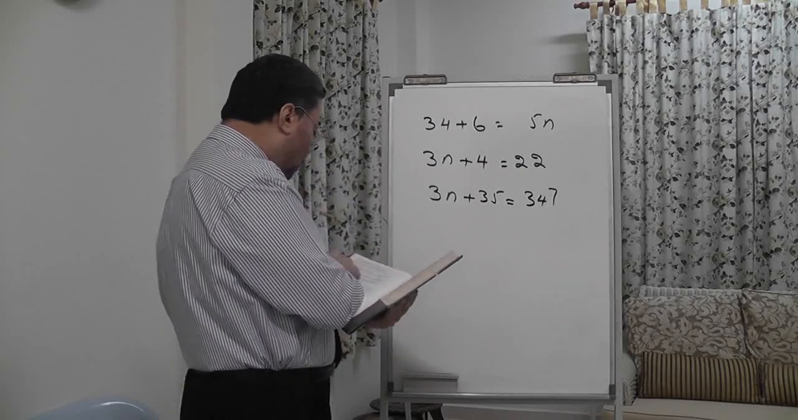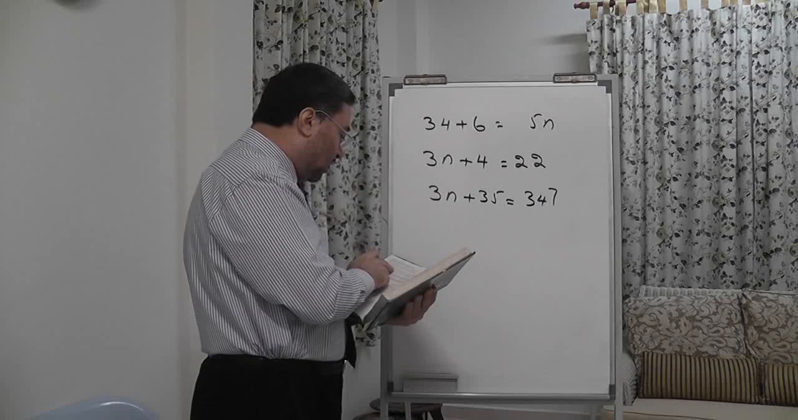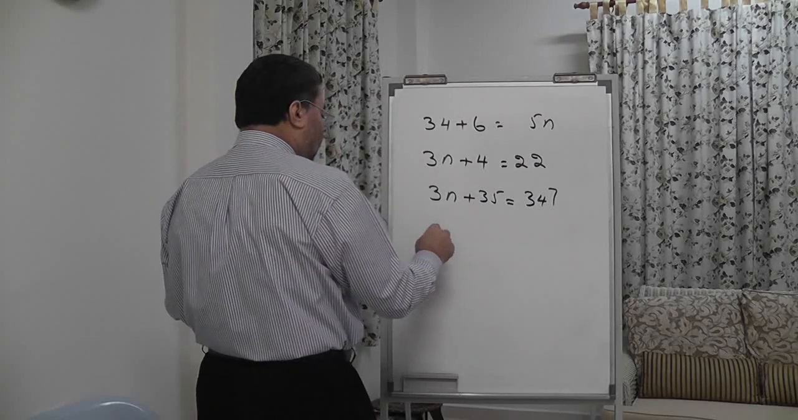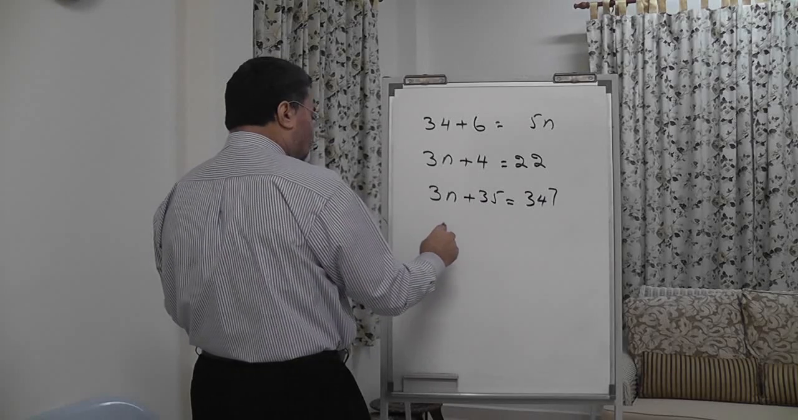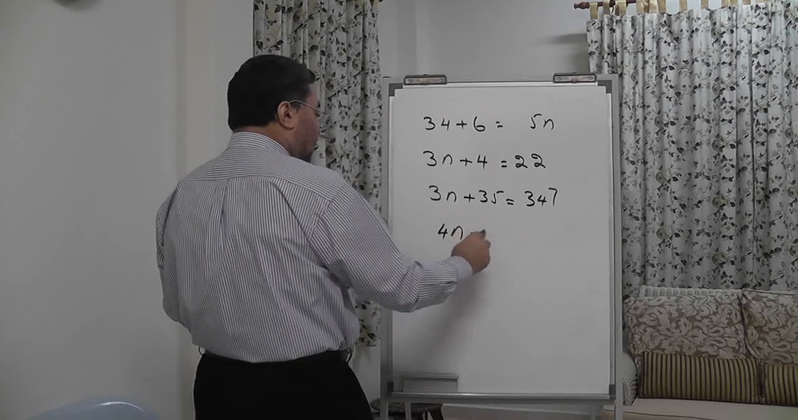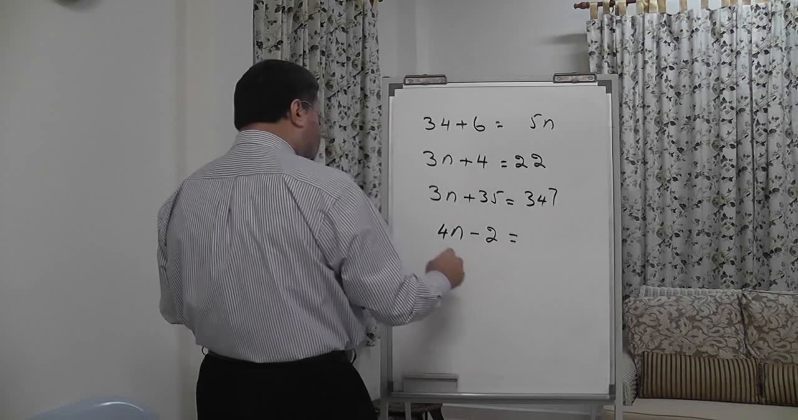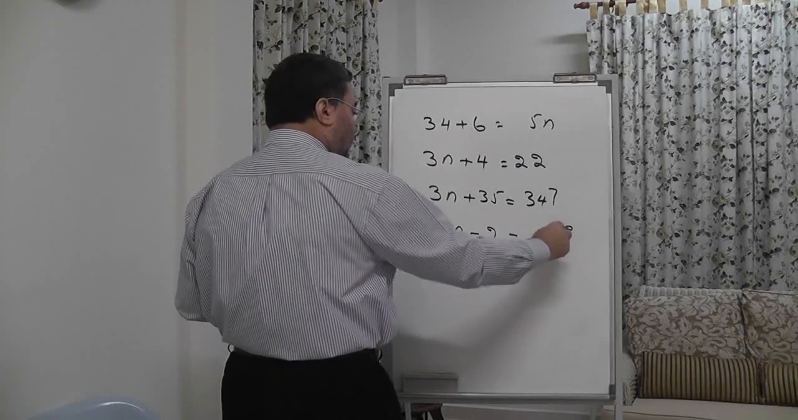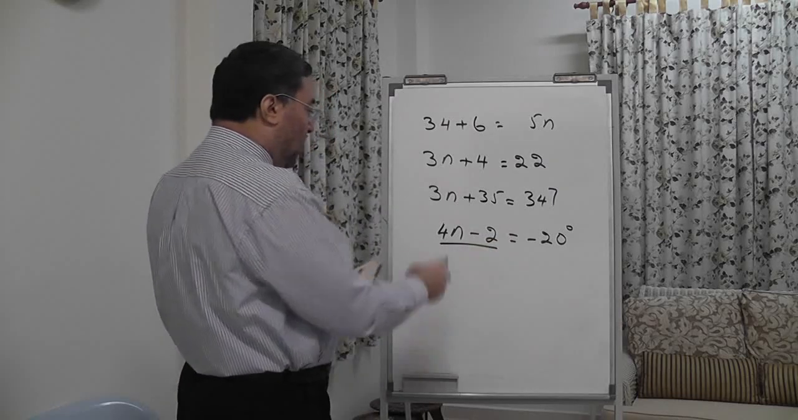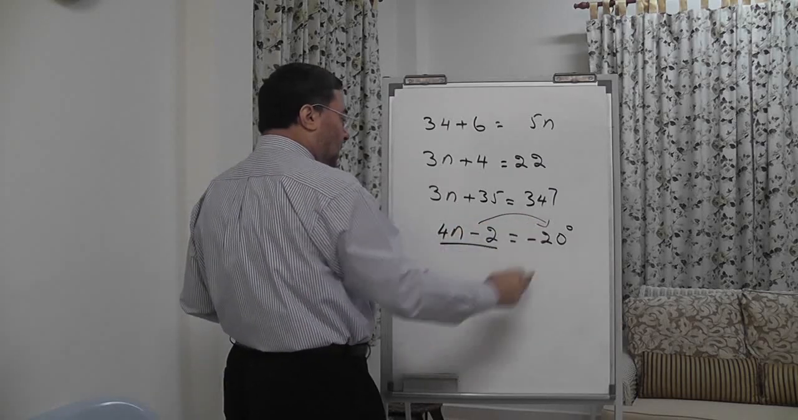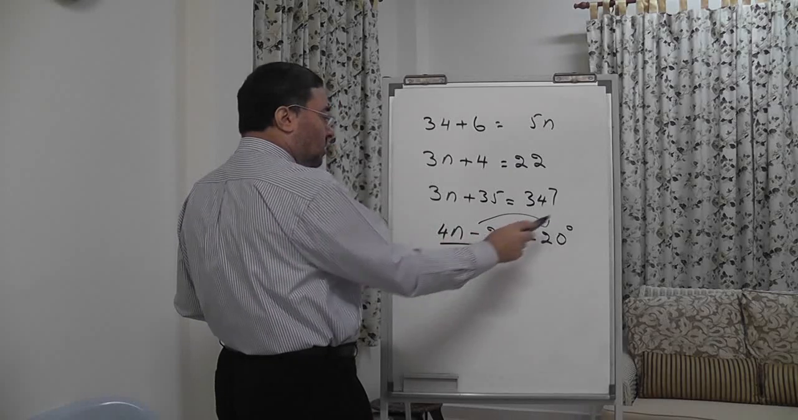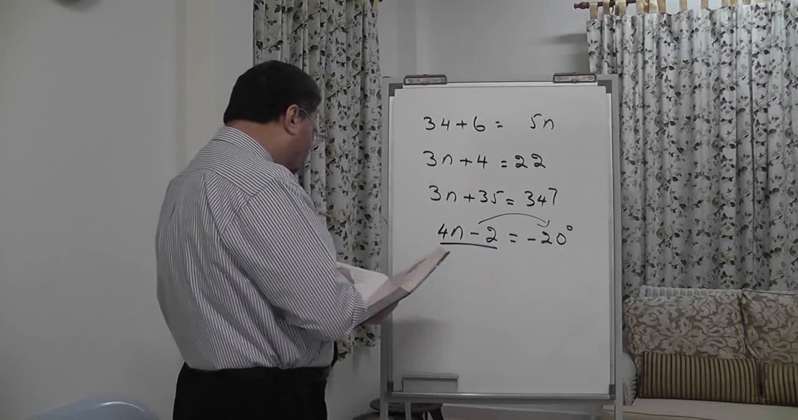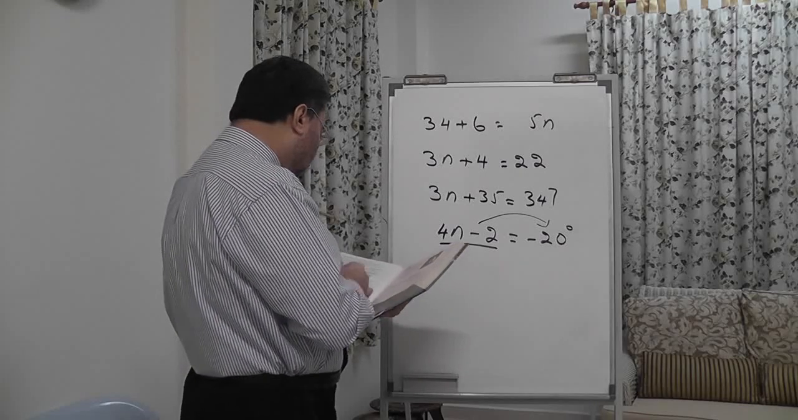Number 34, 2 less than 4 times the temperature is minus 20. So we have 4 times the temperature, that's 4n. 2 less, that's minus 2. This quantity is equal to minus 20 degrees. And now you can solve for n. You simply take the 2 to this side. So you have 4n is equal to minus 18, and you divide by 4. So the answer will be minus 18 divided by 4.